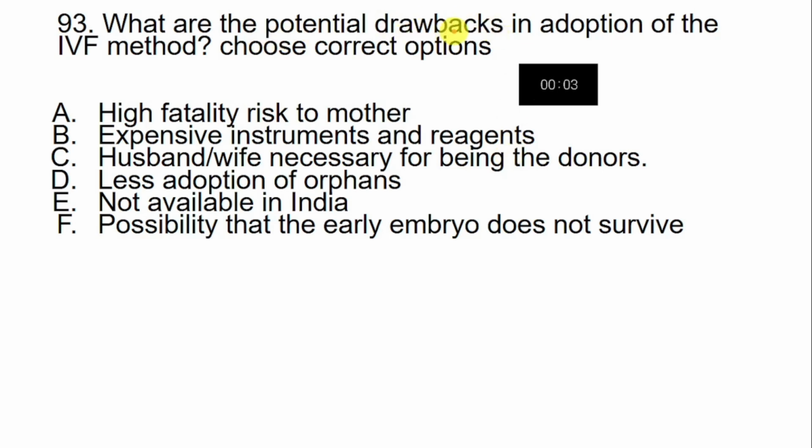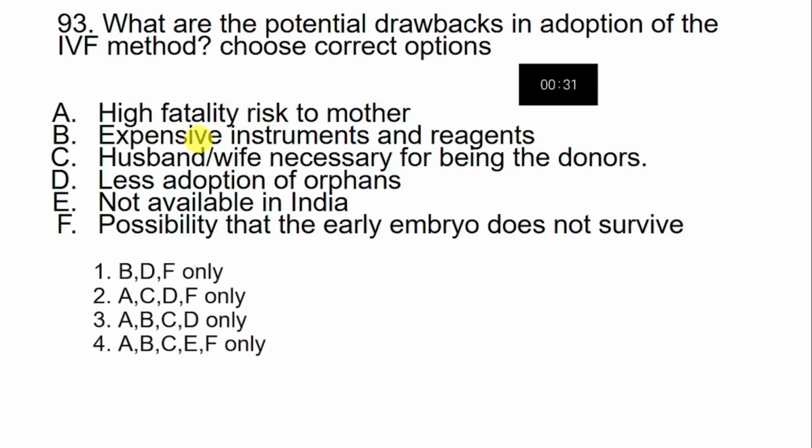What are the potential drawbacks in adoption of IVF method? Choose correct options only. So first one is high fatality risk to mother. If you know fatality, then only you will be able to attempt this question. Fatality means the chances of death. So is it related to high death rate to mother? No, this is wrong. So A is wrong.